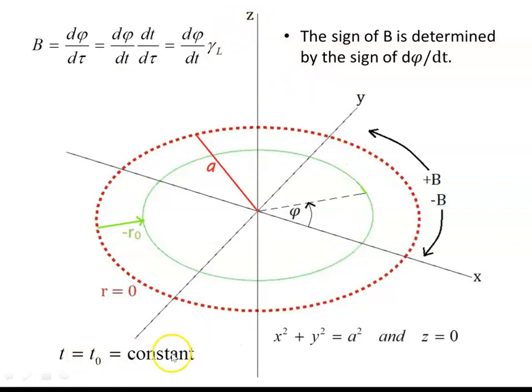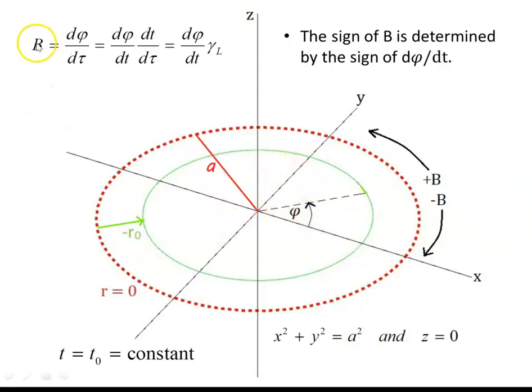The image shown is a constant time slice, t equals t0. This singularity occurs at z equals 0. It's described by the equation x squared plus y squared equals a squared. Here's the angular direction, positive being anti-clockwise around.